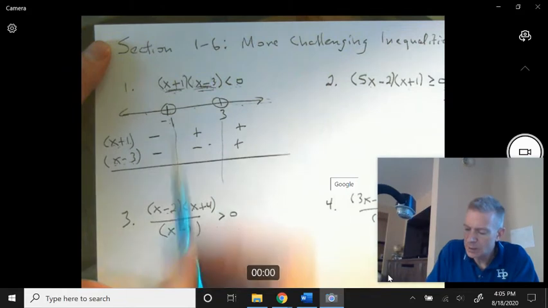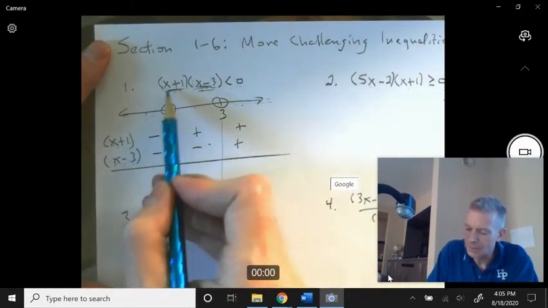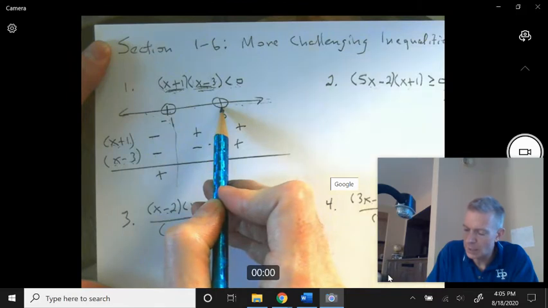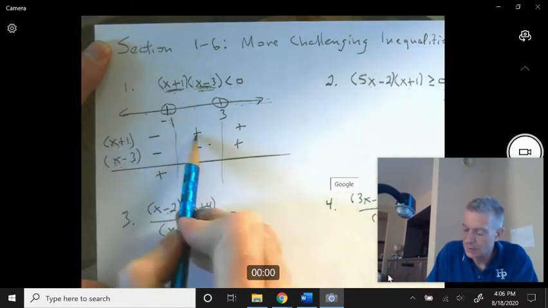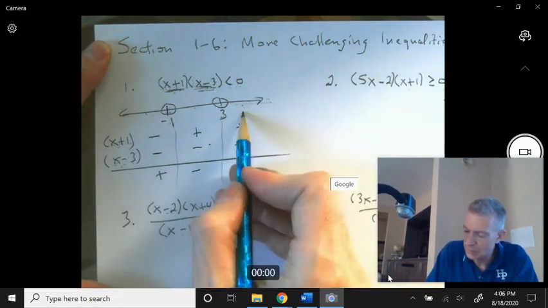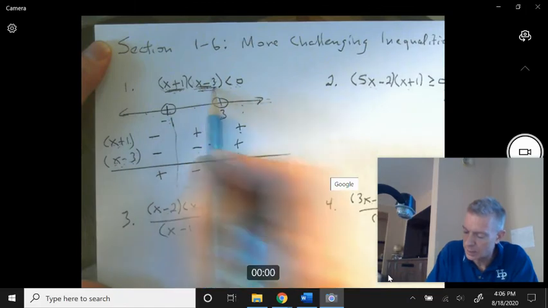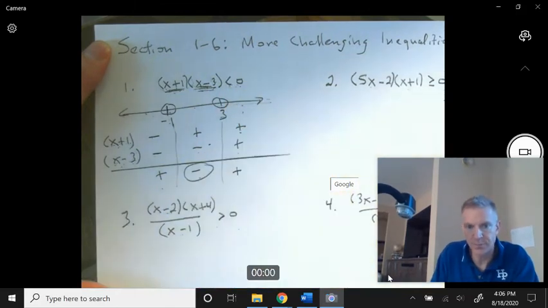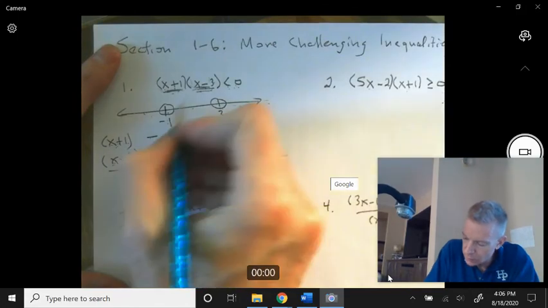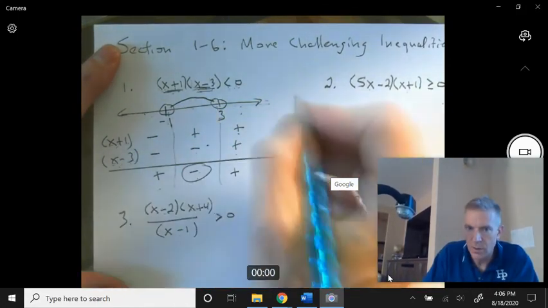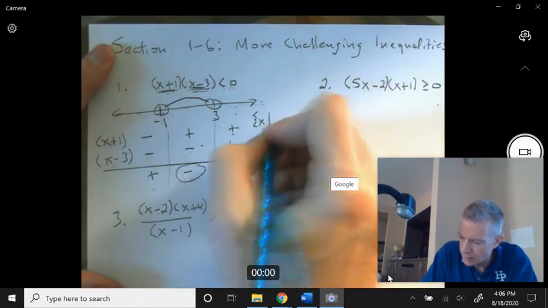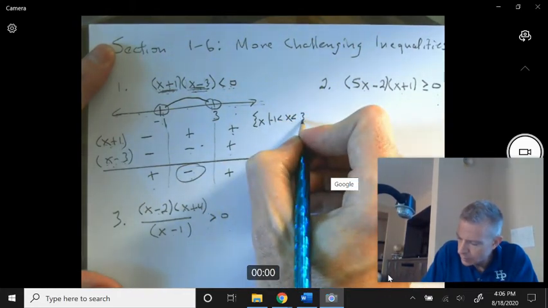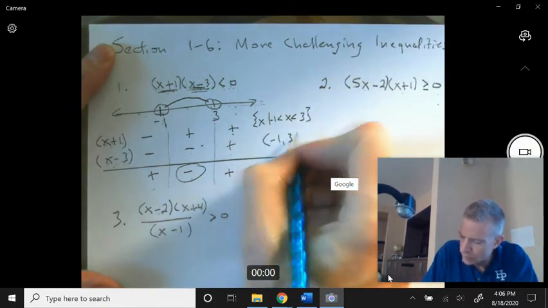So anytime we're in the interval where x is less than negative 1, we've got a negative times a negative, which gives you a positive. Anytime x is between negative 1 and 3, we're going to have a positive times a negative, which is negative. And anytime x is greater than 3, this will be positive and this will be positive, so we get a positive. Which one satisfies this inequality? Well, that's when it's negative. Negative means less than 0. So solving this on the number line, we simply have this interval from negative 1 to 3. Or in set notation, the set of all x such that x is between negative 1 and 3. Or you could write negative 1 to 3 if you want to do interval notation.